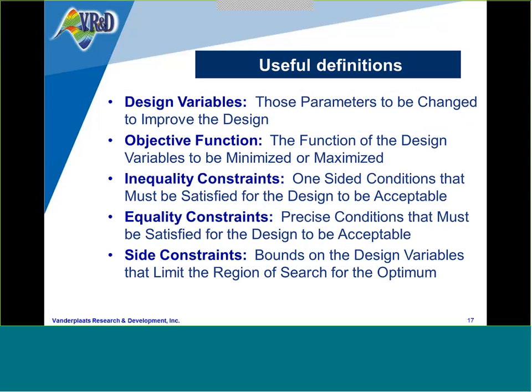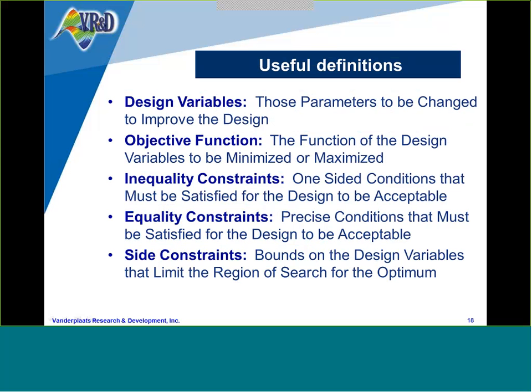Well, some definitions. I'll talk about design variables. Those are the parameters we change to improve the design. Some people call those decision variables. Objective function is what we want to minimize or maximize. Some call that the merit function. Inequality constraints are the one-sided conditions like stay inside the hill. Equality constraints are precise. Now I'll talk mainly about inequality.